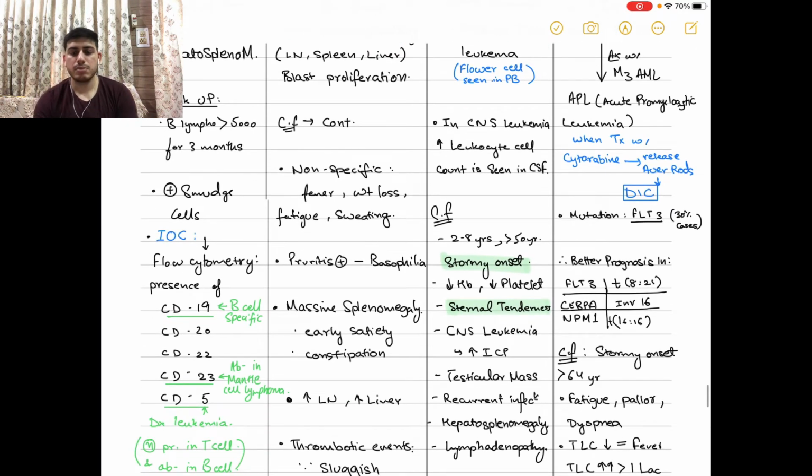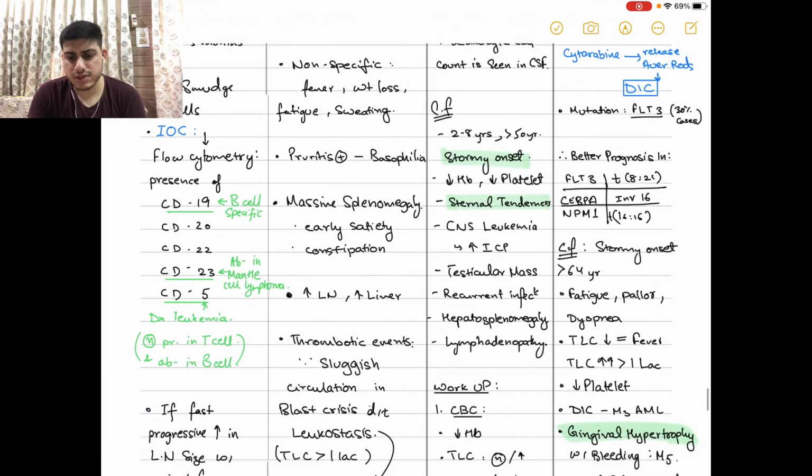And in CNS leukemia, when a patient comes to you who has ALL, and there is a risk of CNS spread, what you will do is a CSF examination. In CSF, you will find the number of leukocytes elevated, which is usually low or absent. But here you will find an elevated number of leukocytes, which is also suggestive of meningeal involvement or meningismus, or CNS spread of the cancer.